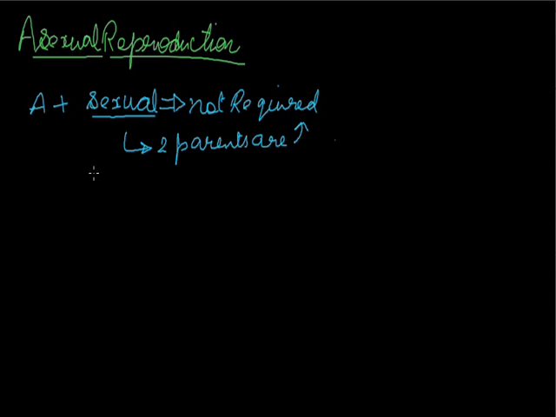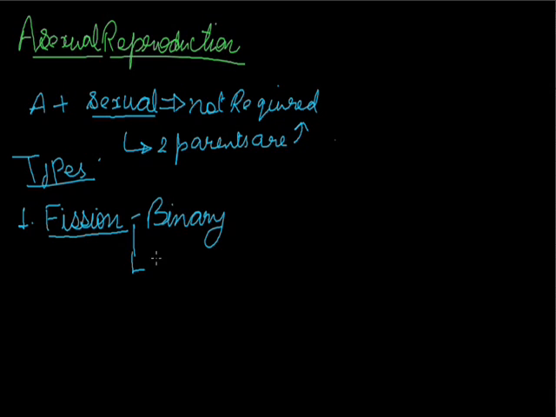If we see the types of asexual reproduction, then the first type of reproduction is fission. What we are right now studying are the types of reproduction, and the first type is fission. This fission is again divided into two parts, the binary fission and the multiple fission. Before going into the detail, we will know what fission is.